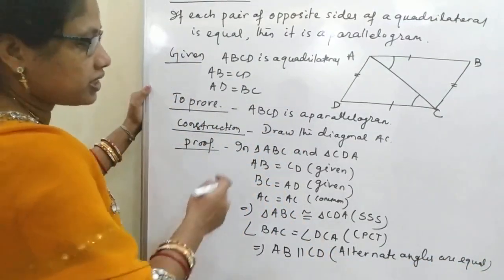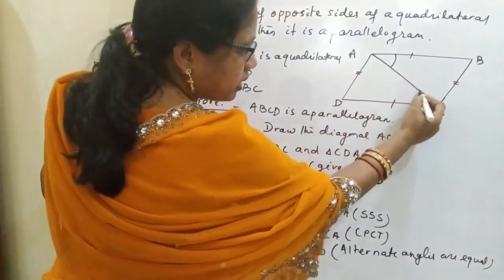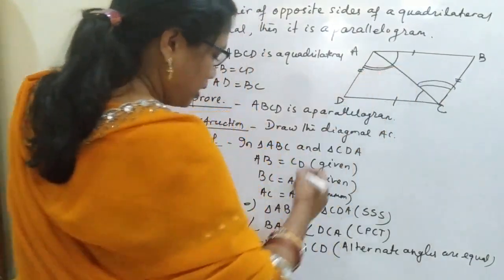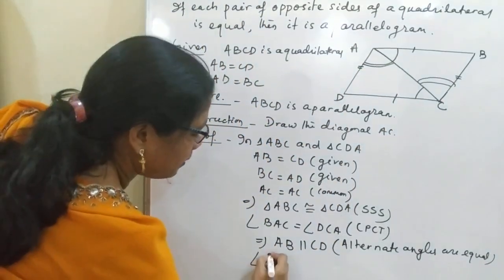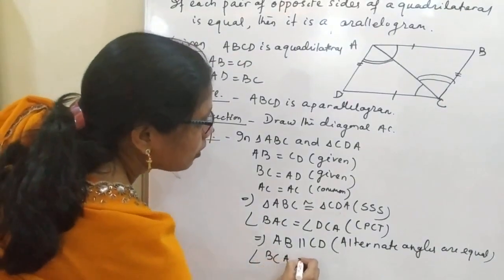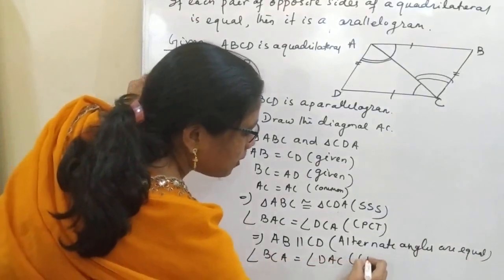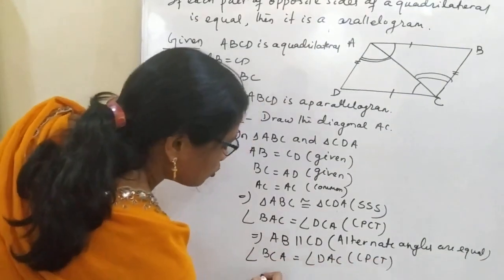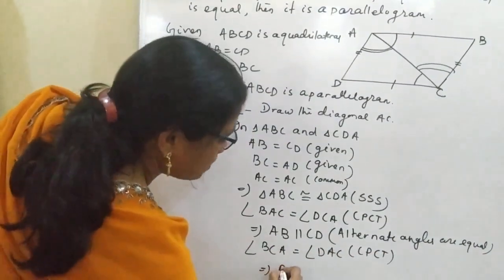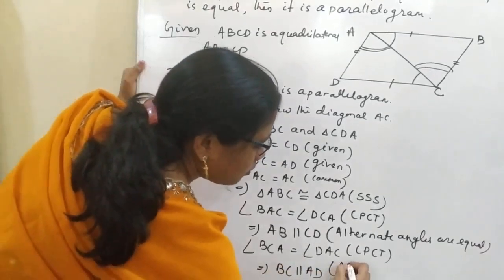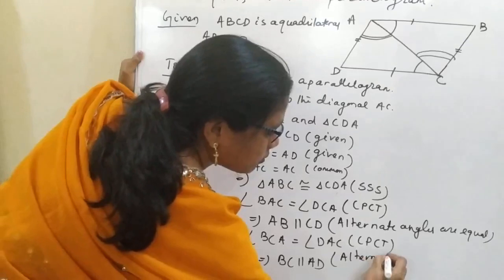Then by CPCT, these two angles are equal. Again, angle BCA will be equal to angle DAC by CPCT. So this implies BC is parallel to AD, due to alternate angles.